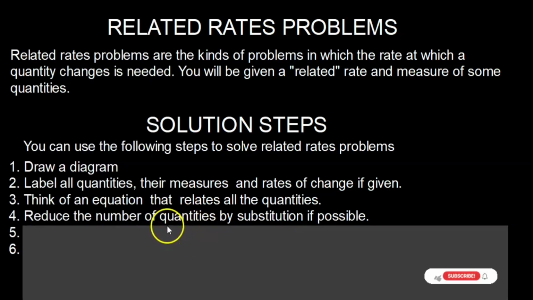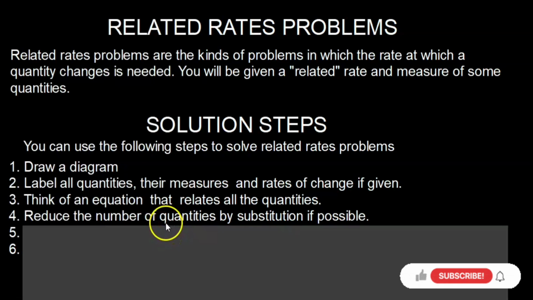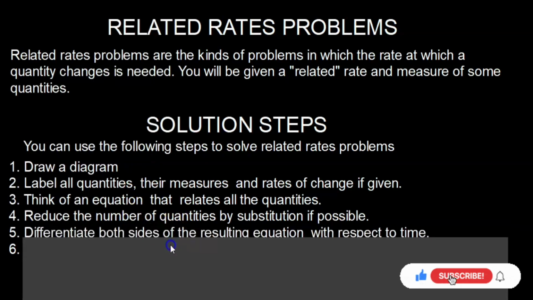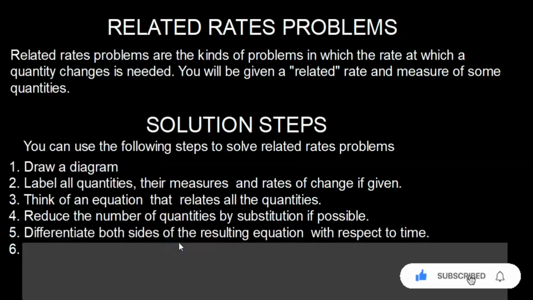Sometimes most of the quantities involved in the problem are not going to be helpful in finding the solution needed. So you have to think of how these quantities are related to each other. Then you make a substitution to reduce the number, like the elimination method. But here we are not talking about a system of equations.